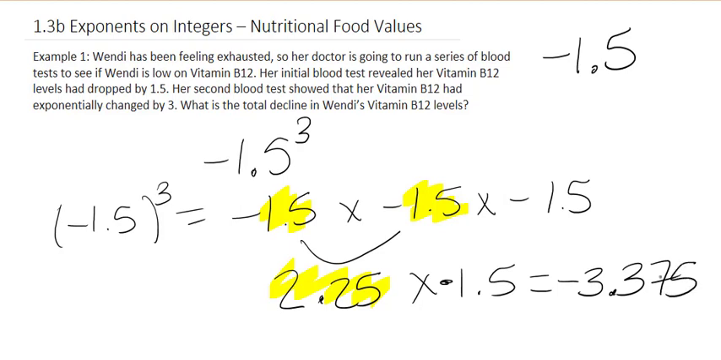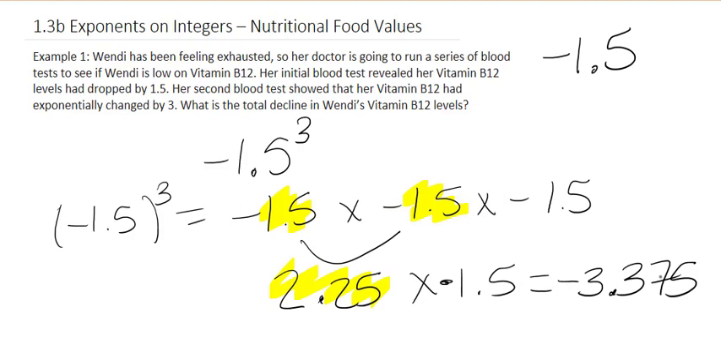So we can report that Wendy's vitamin B12 levels have changed by negative 3.375. This is probably the reason why Wendy is feeling so tired. Therefore, Wendy's doctor will probably ask Wendy to eat more foods high in magnesium, such as bananas.